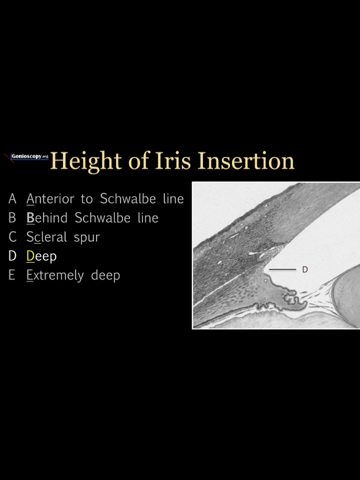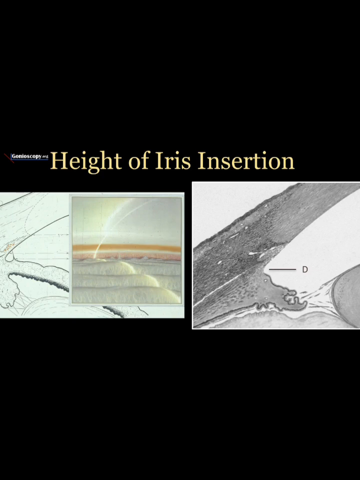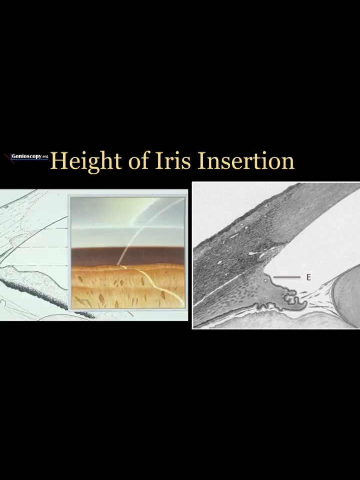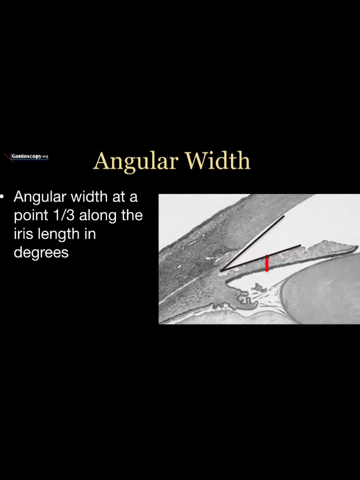Then D is deep, sort of typical myopic angle where you can see ciliary body face quite clearly. So here's scleral spur, and here's ciliary body face. So that's a D, or deep angle. And then E is extremely deep, like this. So that might be somebody who's highly myopic. That would be an angle that is recessed. That would be an E. So A through E describes the height of the iris insertion.